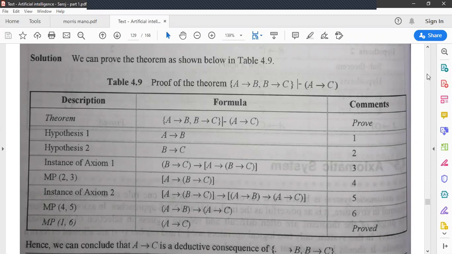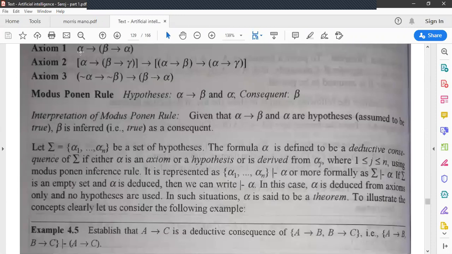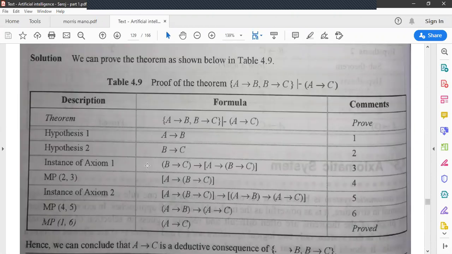How you are applying axiom 1? What happens? Alpha implies, within parentheses you have beta implies alpha. So here you are considering beta, B implies C, implies, here this A is like alpha in the axiom, and this is like beta in the axiom, and beta implies alpha.